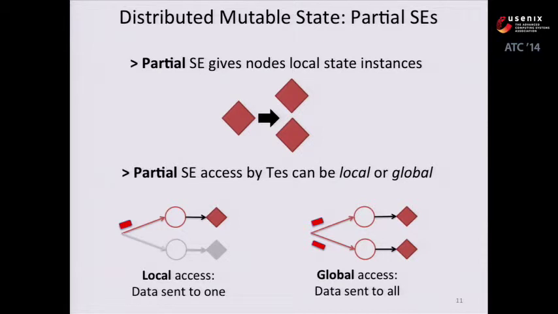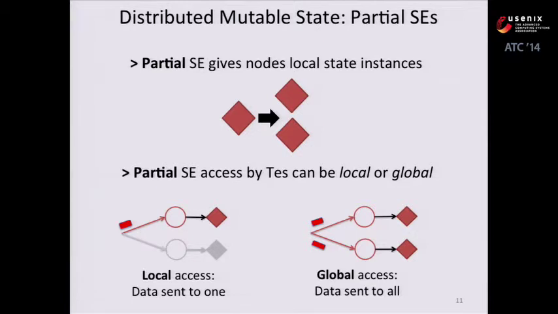So for cases where you don't want to partition the state, we have partial state elements. What happens here is that the system will give each node in the system a local state instance. This means that each task element will update its own partial instance independently. And here there is an additional decision that we have to make, which is whether we want to access only one of the running partial instances or all of them. That's what we call local access in the case of one, and global access when we want to access all of them.